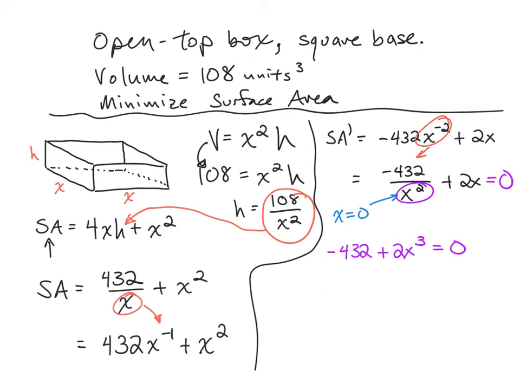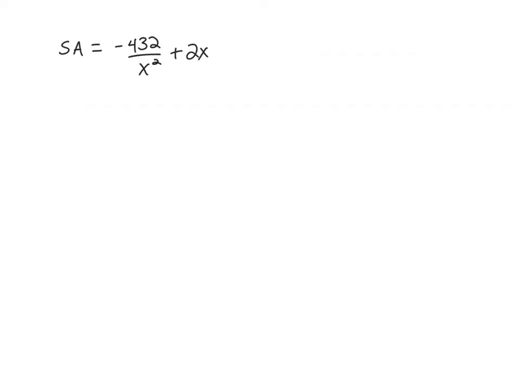From there, I can subtract 2x cubed from both sides. I can divide by negative 2. And I can take the cube root of both sides, getting x equals 6. The last thing we need to do is to double check that our critical value from the other side, x equals 6, will give us a minimum.